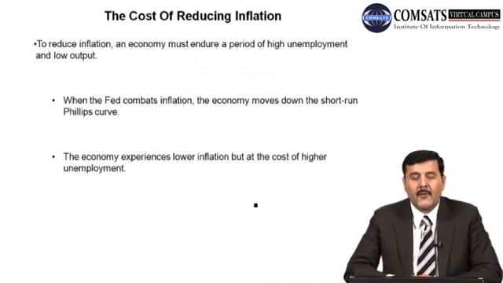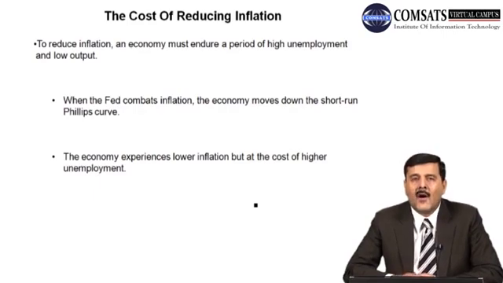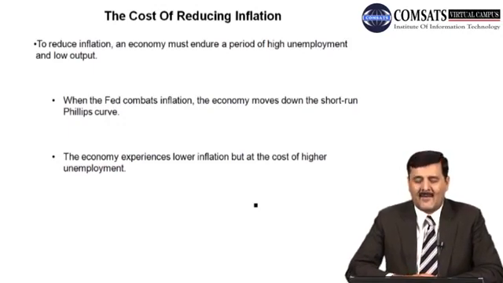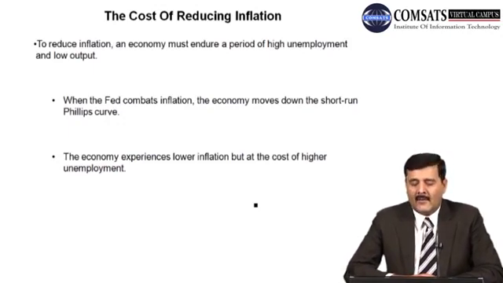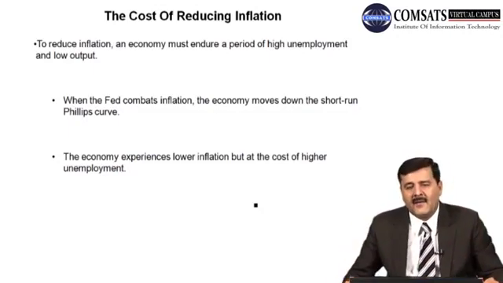Now, to reduce the cost of inflation, an economy must endure a period of high unemployment and low output. तो हमने what we have concluded, हमें क्या नतीजा अखज़ किया कि to reduce inflation in the economy, an economy must endure high unemployment and a low level of output. So when the Fed combats inflation, the economy moves down the short-run Phillips curve, and the economy experiences lower inflation but at the cost of higher unemployment.